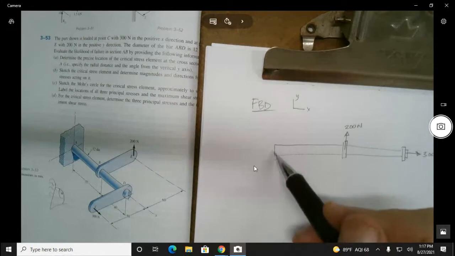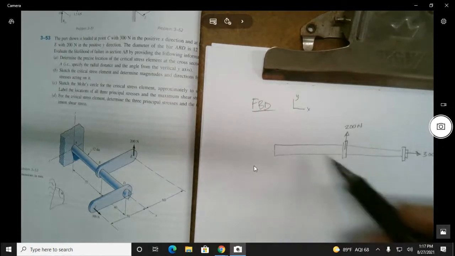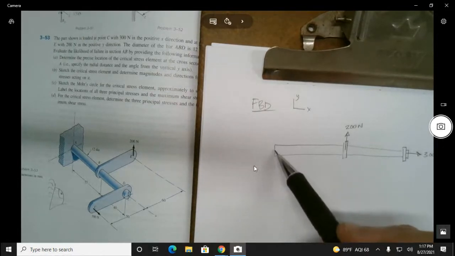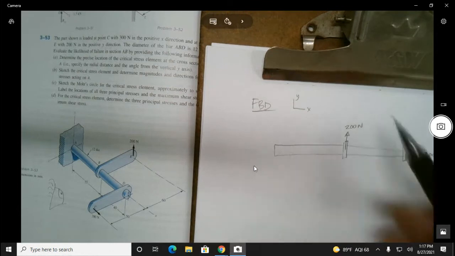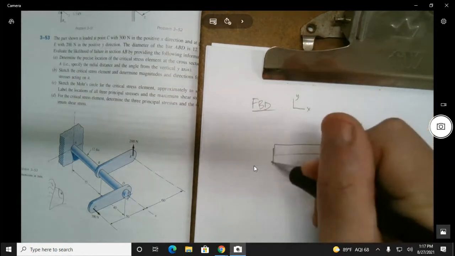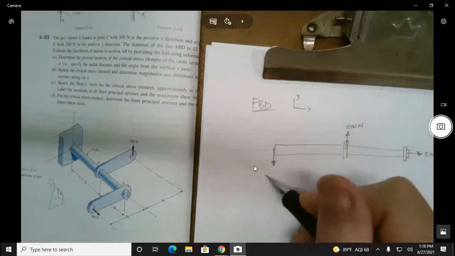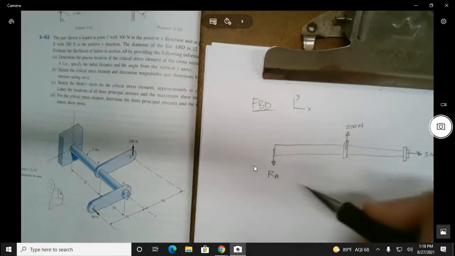So we go over here to the spot where we cut the thing off and go, oh, that's going to be, that's going to have a reaction. It's going to be coming downwards right there. We'll say that this is R, A.